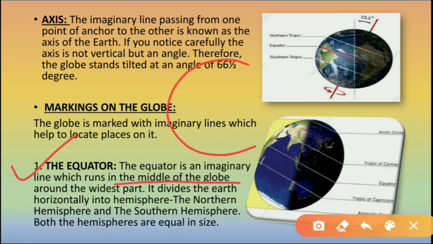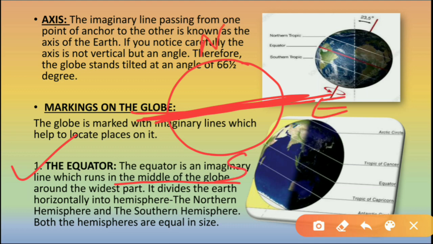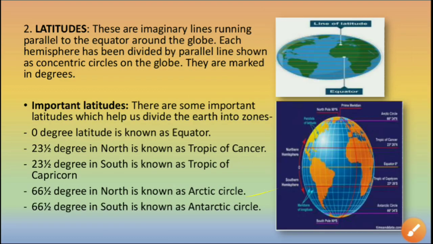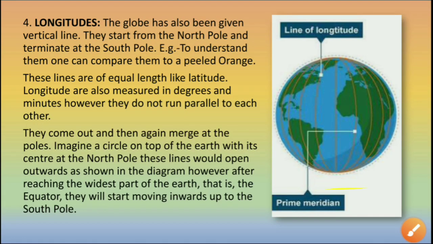Suppose this is the globe. The equator runs at the middle of the globe, at the center, and it divides the earth into two parts. Remember, there are a total of four directions: north, south, east, west. Understood? So the equator divides the earth into two equal parts, the northern hemisphere and the southern hemisphere. Now we will see the prime meridian.